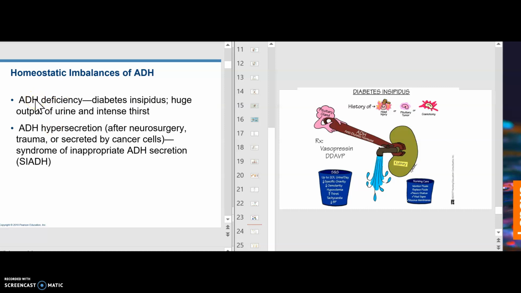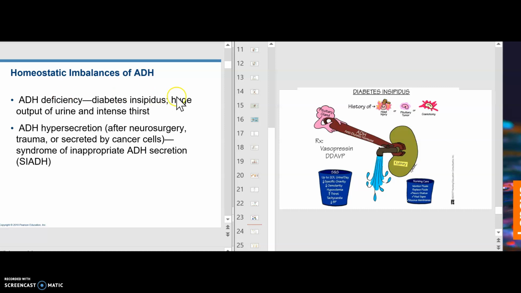The not enough, ADH deficiency, the term for that is called diabetes insipidus. Okay, now this is different than diabetes mellitus. Mellitus means sweet urine. Diabetes mellitus is when you have high blood sugar. This is diabetes insipidus. In both cases, though, something is low. In diabetes mellitus, it's an insulin problem, either being low or not working. In this case, it's ADH.